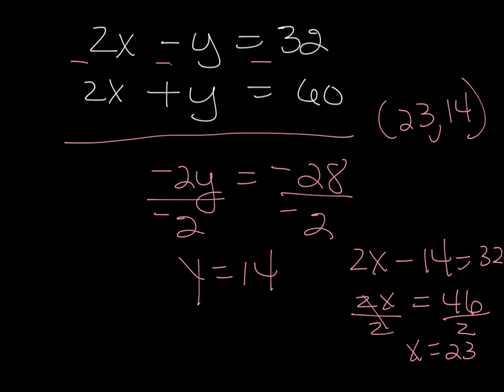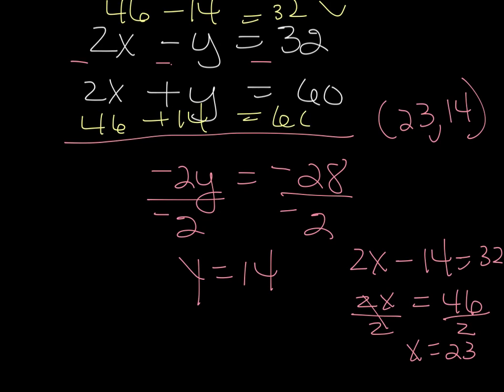Now really quickly, let's check it. 2 times 23 is 46. Minus 14, is that 32? Yes. If I take 2 times 23, that's 46. Plus 14, is that 60? Yes, so I know my answer is correct.